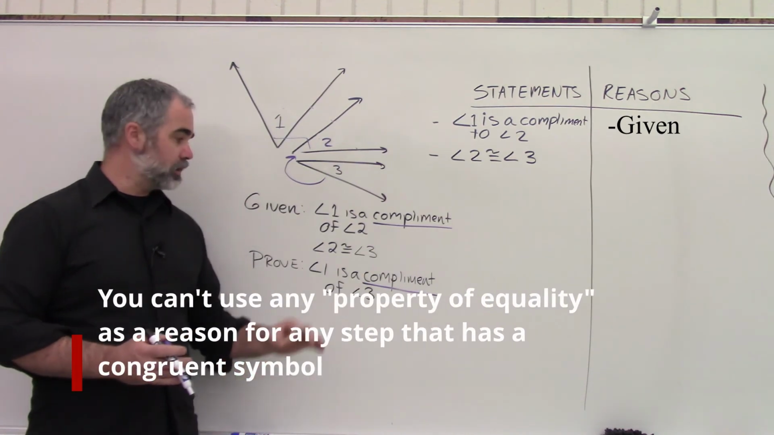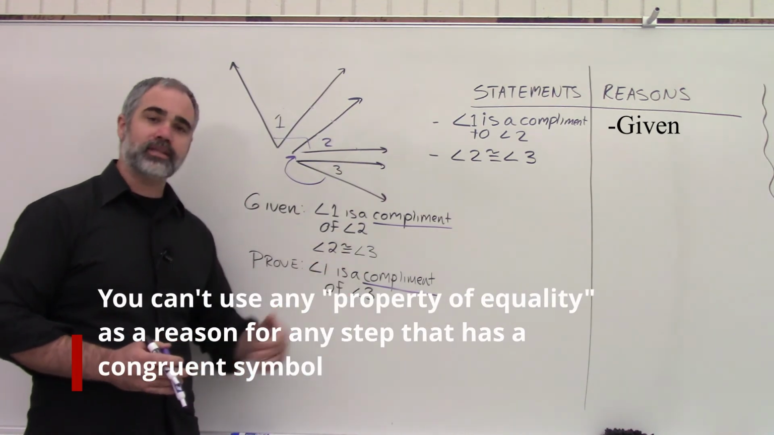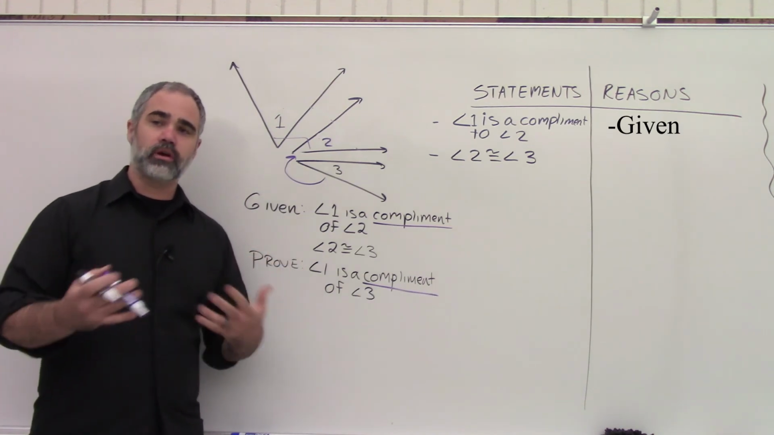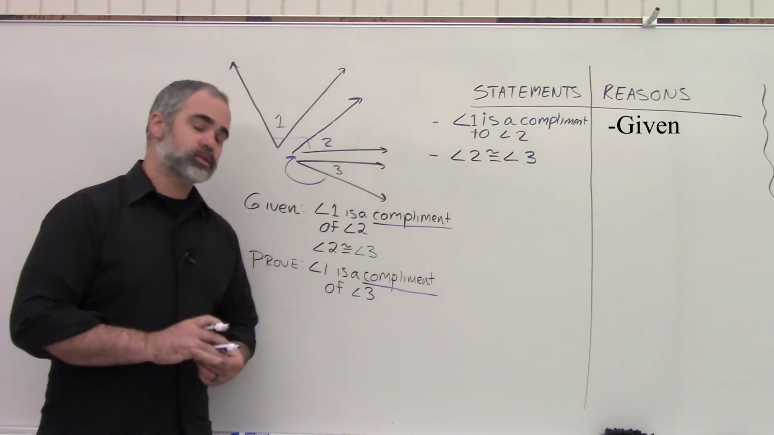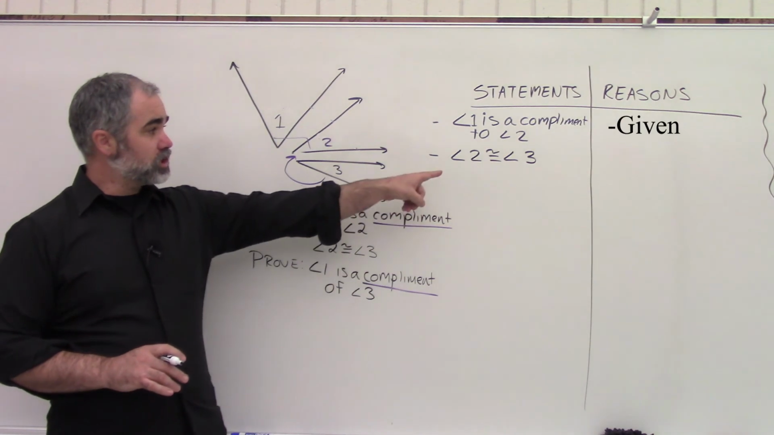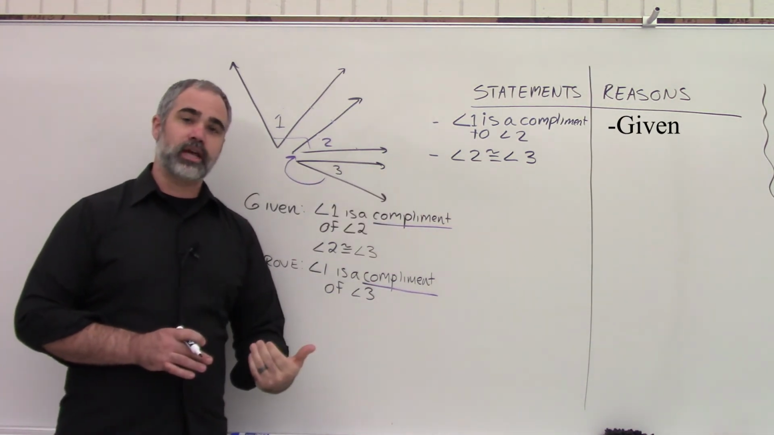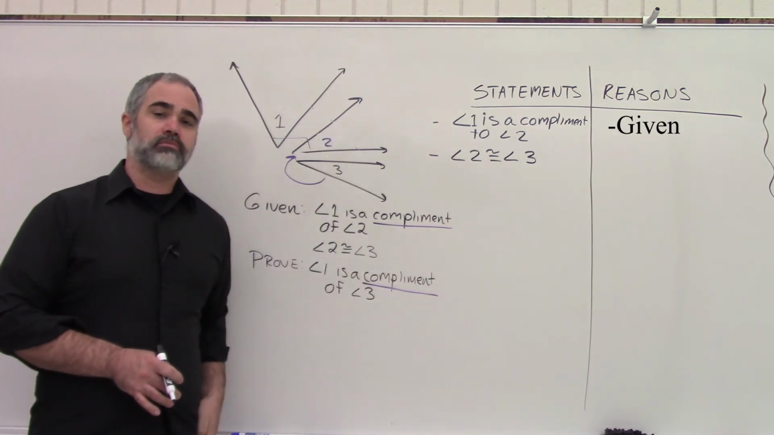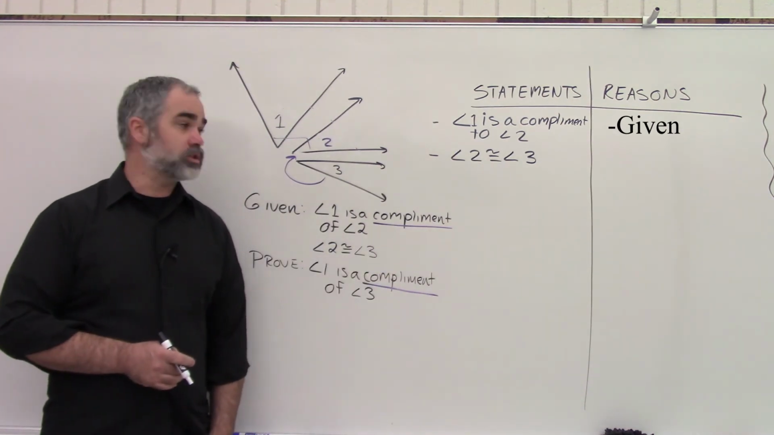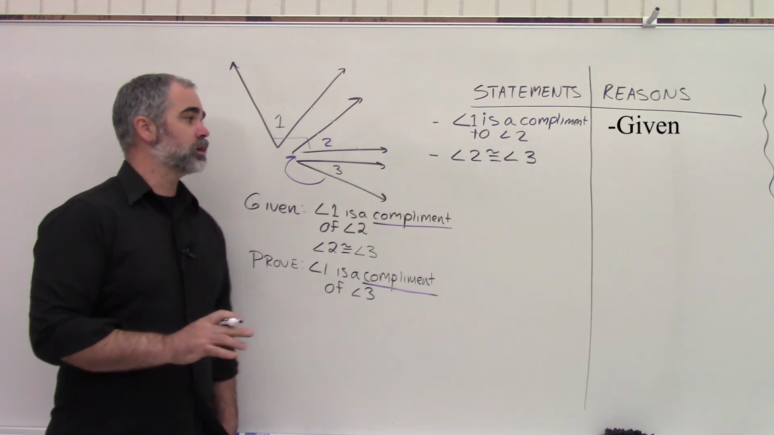However, the cool thing about congruent is it already has the equal sign in it. Congruent and equal are essentially the same thing. So what you can do is change any congruent symbol to an equal sign. Once it's an equal sign, you can use all those properties we mentioned before. It's always a good idea to change anything congruent all the way to an equal sign.